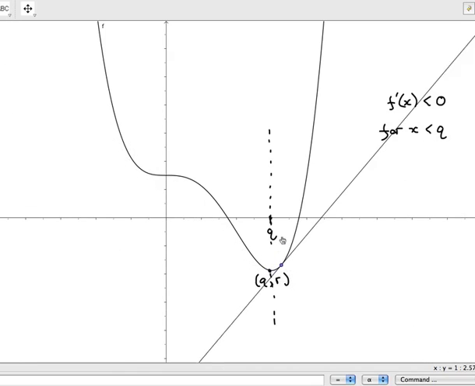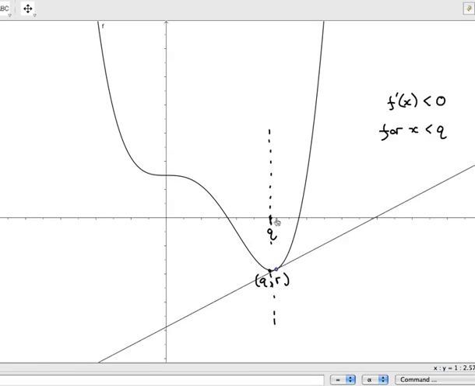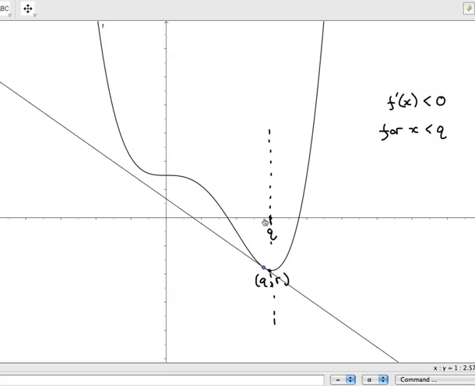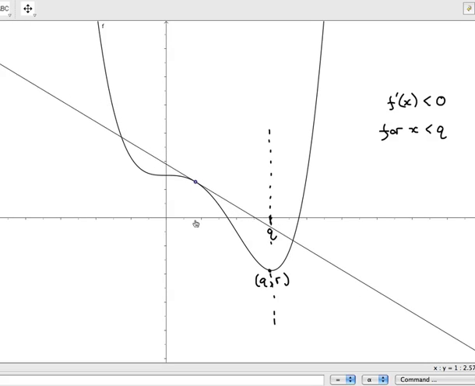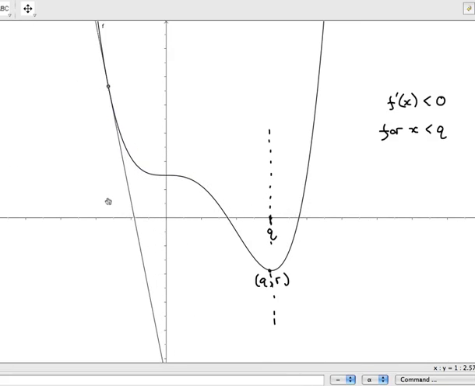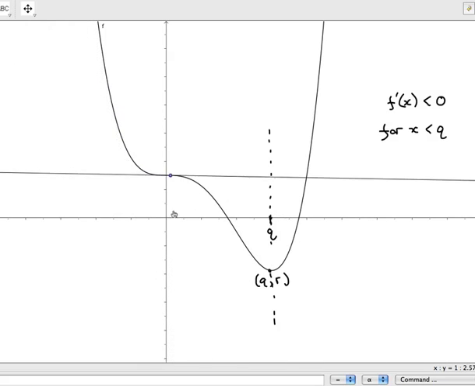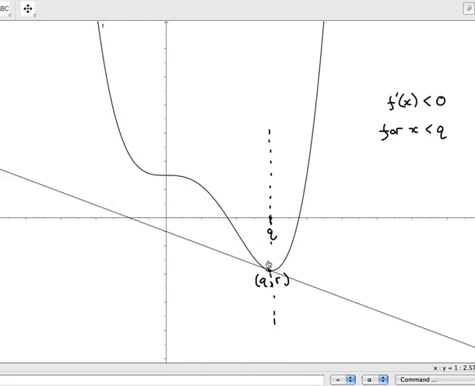negative. Uphill, positive. So for values of x greater than q, as you can see, the gradient of the curve is positive. F dashed of x is positive for any value of x greater than q. That's not true to the left of q. For x being less than q, the graph is downhill. The gradient f dashed of x is negative. However, that's not true for every single value of x less than q.